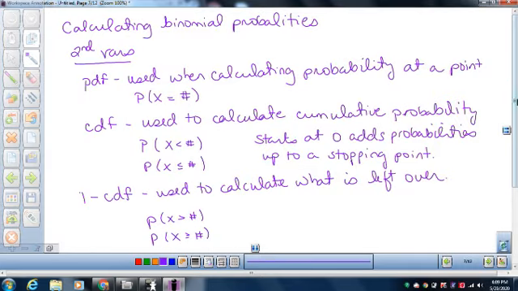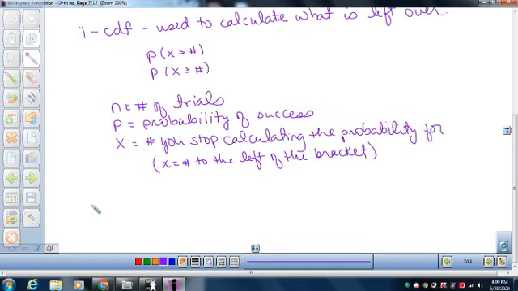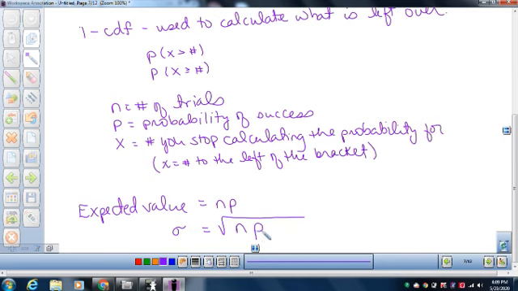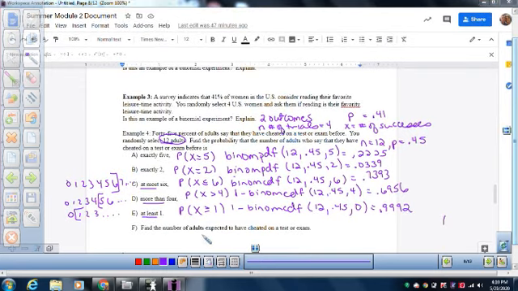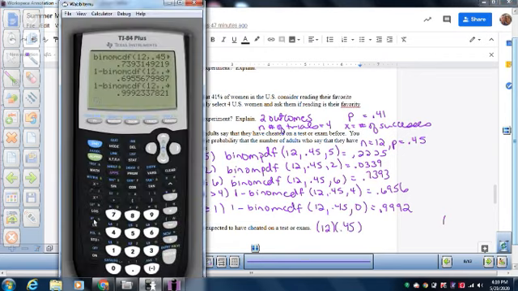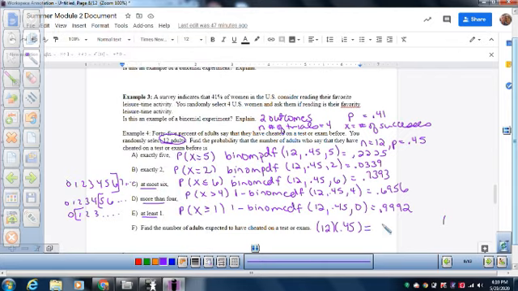The other thing that I want to show you for binomial that you could be asked to do is to find expected value or mean. And that is equal to N times P. Standard deviation is the square root of N times P times Q, where Q is the probability of failure, so Q is 1 minus P. So those are other things that you could be asked in section 4.2. So here, the number of adults expected to have cheated, that would be 12 times 0.45, and that's 5.4, or approximately 5 people.